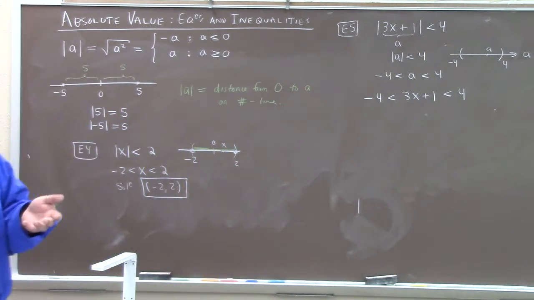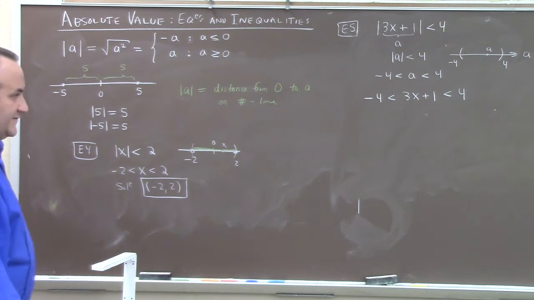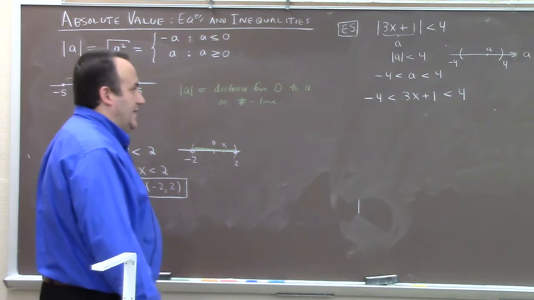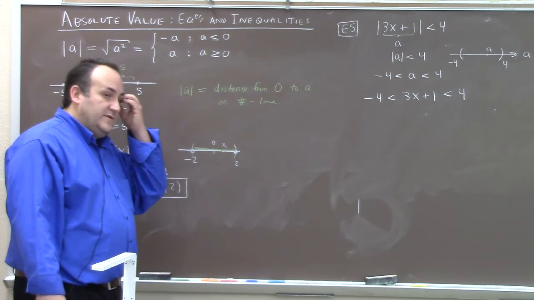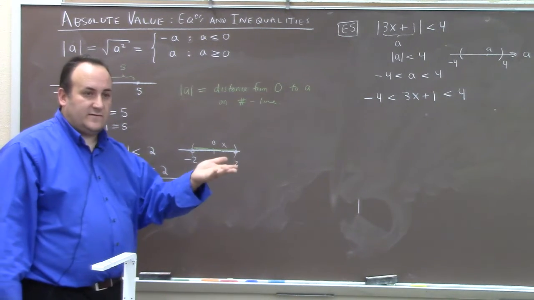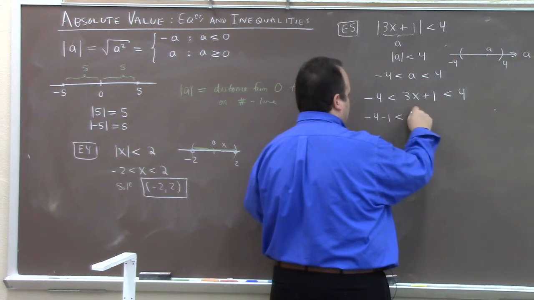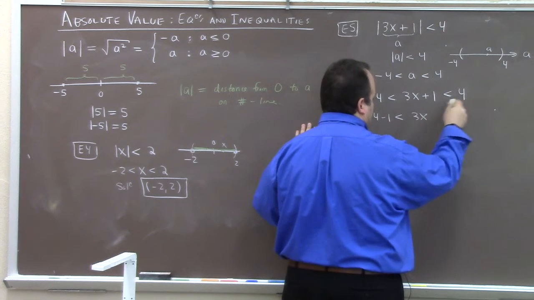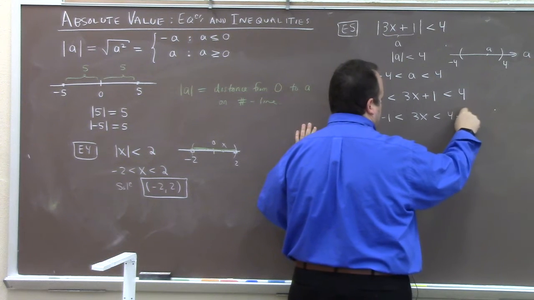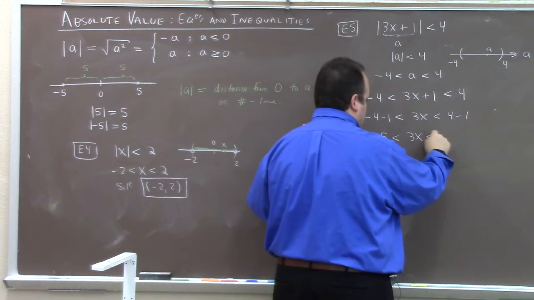But where that's coming from is the idea that the distance of 3x plus 1 has to be less than 4 units from the origin, which means it can go plus or minus 4 in either direction. How do I solve that? Well, we looked at these a little bit last time we met. I can subtract across, right? So I subtract 1: minus 4 minus 1 less than 3x plus 1 minus 1. So the 1's cancel, less than 4 minus 1. So we have minus 5 less than 3x less than 3.